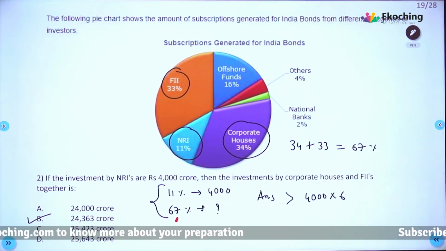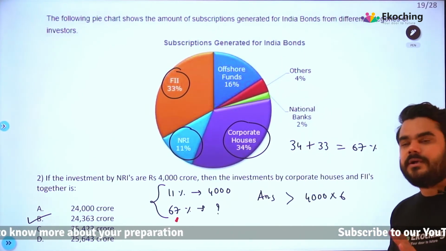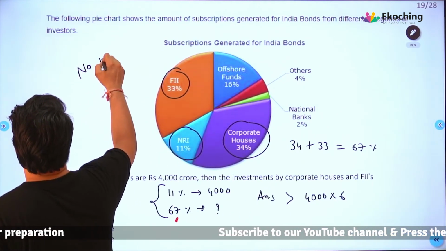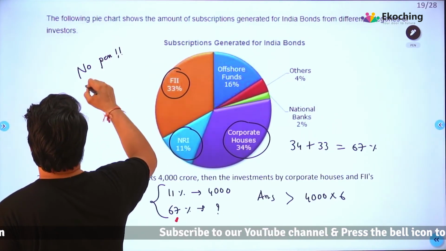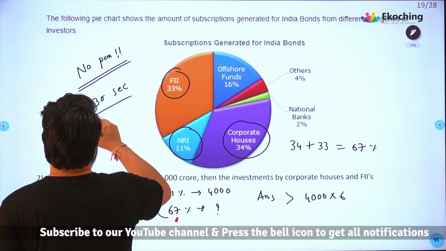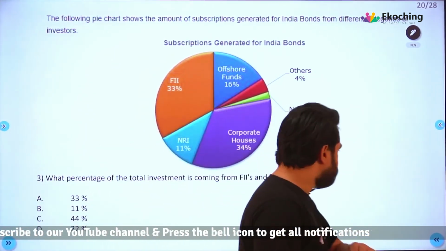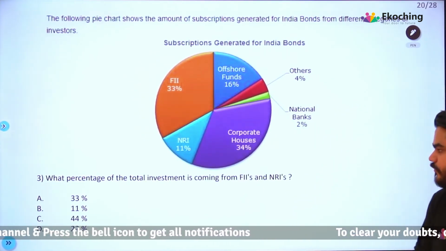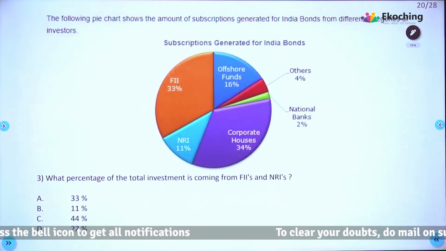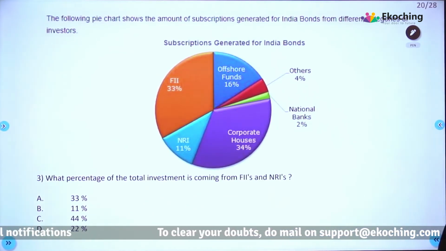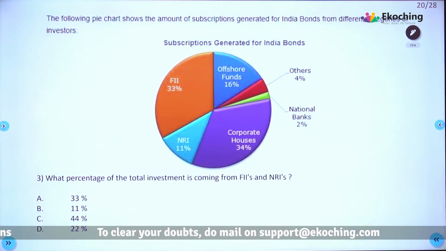Again, you can solve this with only mental calculation. So this is a no pen question. Maximum 30 seconds में कर सकते हो without pen. Next question. What percentage of the total investment is coming from FIIs and NRIs? बहुत simple question. I'm going to give you about 20 seconds. Pause the video, solve it, and come back to me.